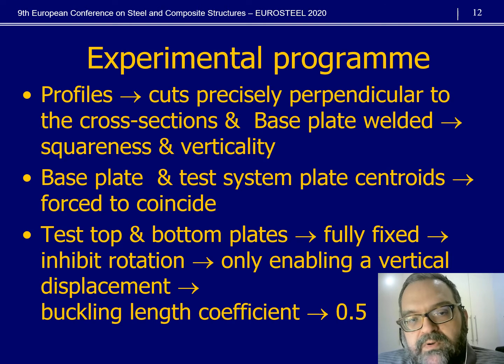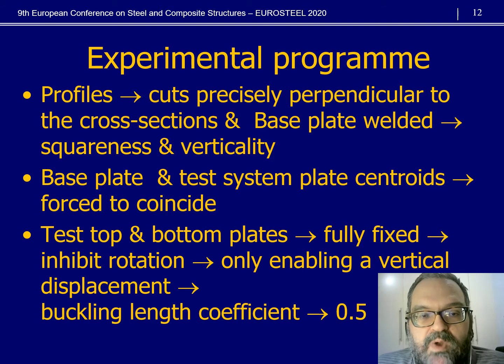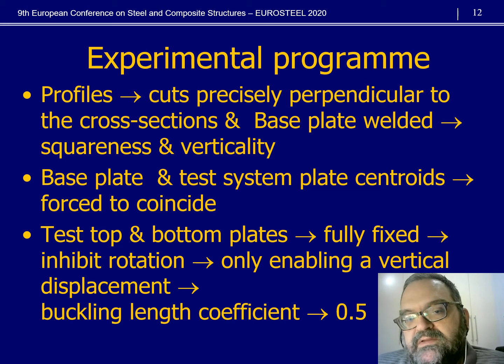The experimental program involved a series of measures that had to be taken to achieve the desired results. The profile had to be cut precisely perpendicular to the cross section, and the base plate had to be welded to ensure its squareness and verticality. The base plate and the test system plate centroids were forced to coincide, and the test top and bottom plates were fully fixed to inhibit rotation, only enabling a vertical displacement to achieve the desired buckling length coefficient of 0.5.